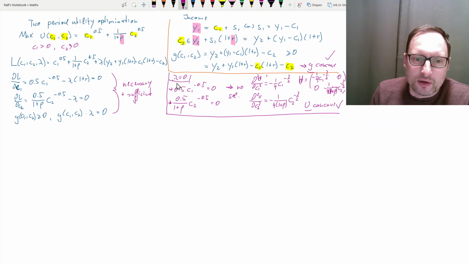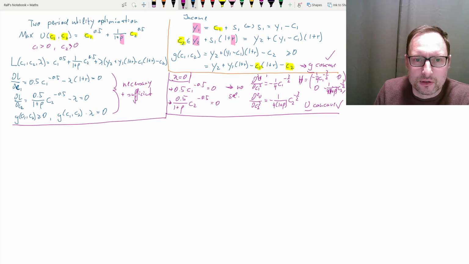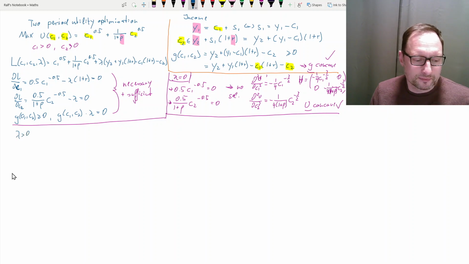Now, as it turns out, we didn't find such a point when we considered the case lambda equals 0, i.e. when we looked at an unconstrained problem. That means what we now need to do is look at the constrained problem. So we're looking at the possibility of lambda being larger than 0.